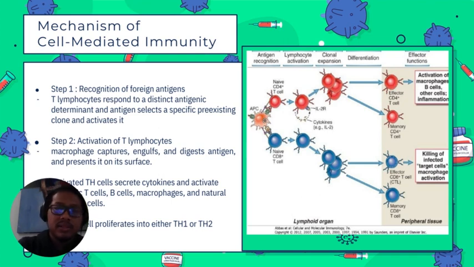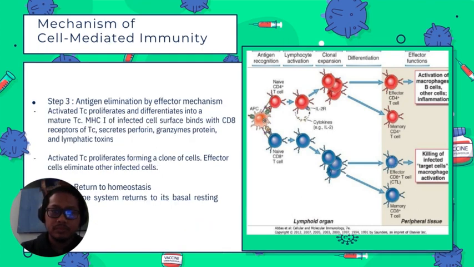And then step 2 is the activation of T lymphocyte. The macrophage will capture, engulf, and digest the antigen and present it on its surface. The activated T helper cells will secrete cytokines and activate cytotoxic T cells, B cells, macrophages, and natural killer cells. The T helper cell will proliferate into either T helper 1 or T helper 2.